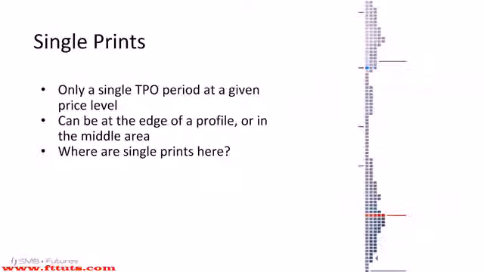Where are the single prints here? I see 3 areas of them. They can be in the middle of the profile like these two, or they can be at the edge like we talked about when we first defined them. Okay.